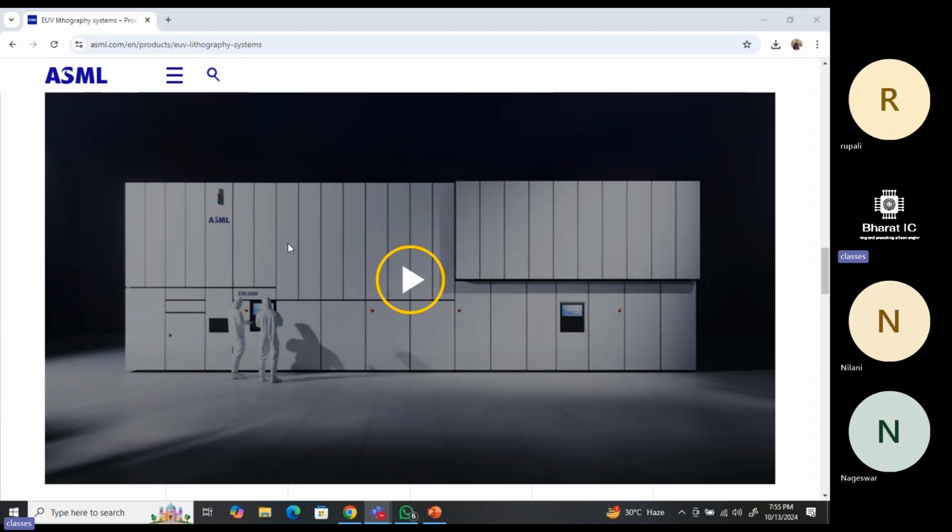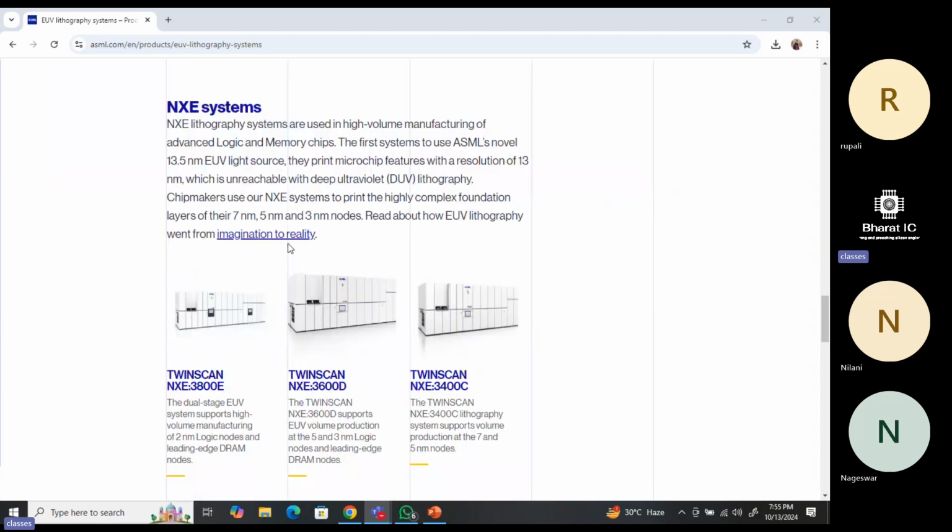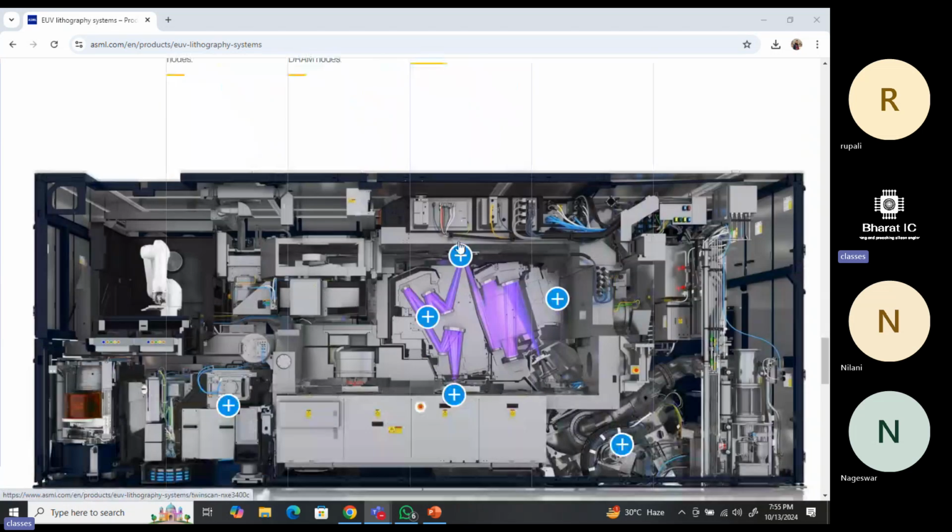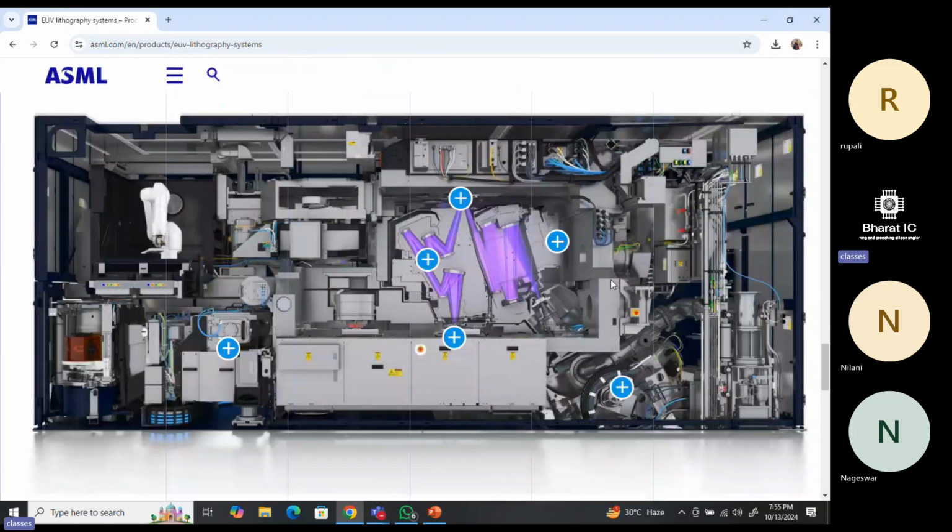These are a couple of machines which support different particular nodes. So this is how complicated the whole machinery looks. You will see multiple keynotes are there. This is the machinery. You will see wafer handling is there, then wafer stage is there. You can go to the website also. Optical column, then reticles, multiple things are there.